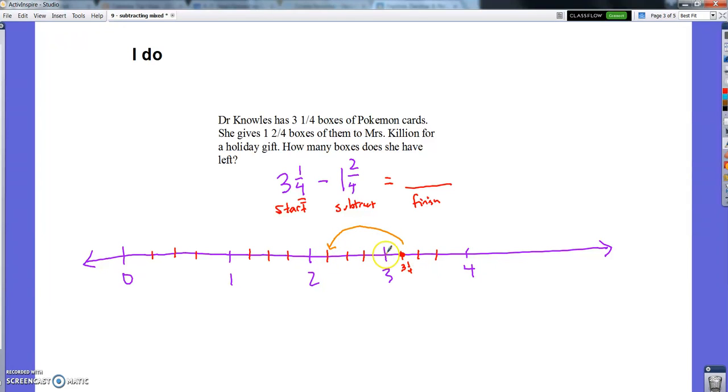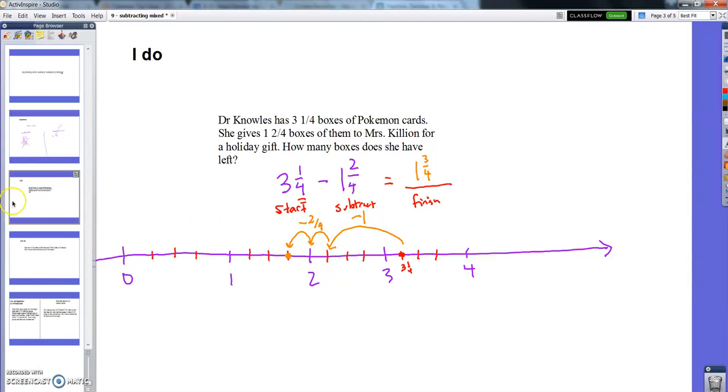Right? Take away 1/4, 2/4, 3/4, 4/4. There's my whole that I'm taking away. And now I also have to take away 2/4. 1/4, 2/4. So there's my minus 2/4. And so I see where I end up, and that's my answer. So I ended up at 1 3/4. So that's my answer. She has 1 3/4 boxes left after giving those to Miss Gillian. All right, so you take away your whole, take away your fourths.